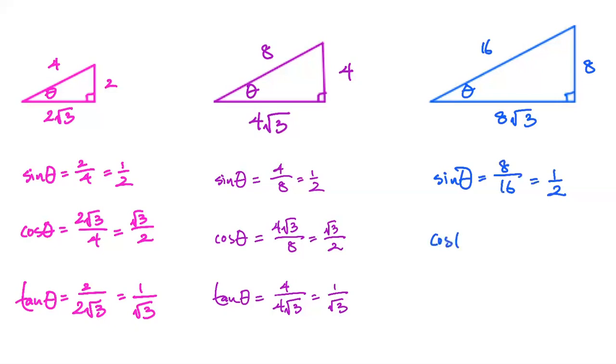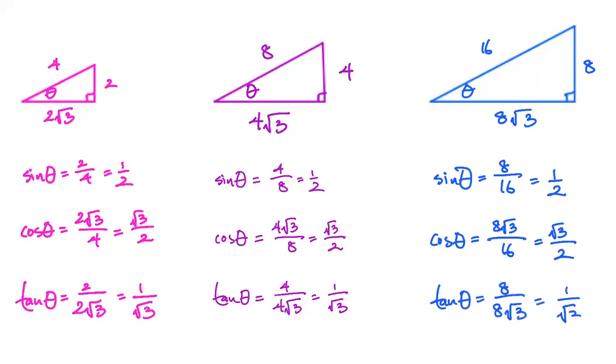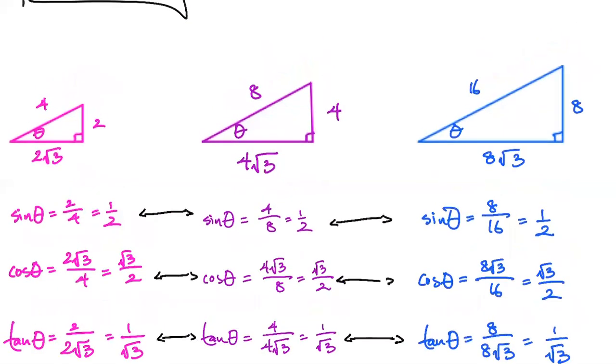And if we did the same thing for cosine, we got adjacent over hypotenuse, or root 3 over 2. And if we did it for tangent, we got 8 over 8 root 3, which was 1 over root 3, okay? And so all the tangents at the end became the same once we reduced. All the cosines became the same. All the sines became the same, all right?